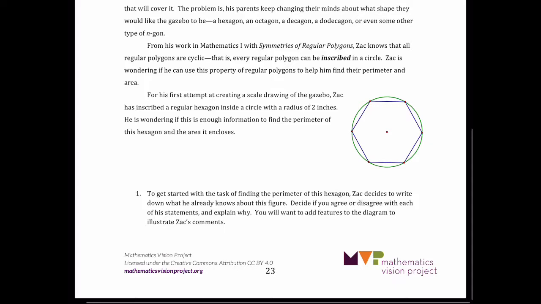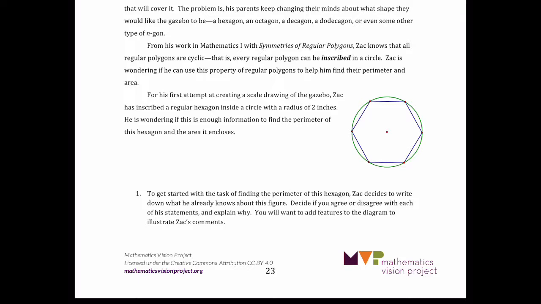From his work in Math 1 with symmetries of regular polygons, Zach knows that all regular polygons are cyclic, meaning they can be inscribed in a circle. Zach is wondering if he can use this property of regular polygons to help him find their perimeter and area. For his first attempt at creating a scale drawing of the gazebo, Zach has inscribed a regular hexagon inside a circle with a radius of 2 inches. He is wondering if this is enough information to find the perimeter of his hexagon and the area it encloses.